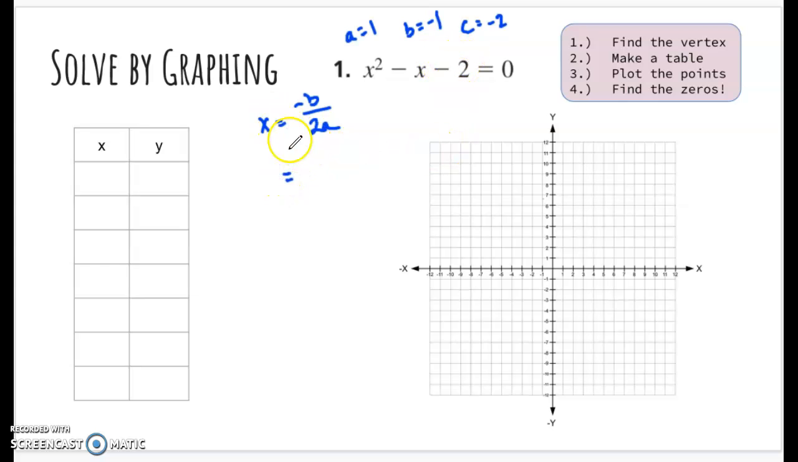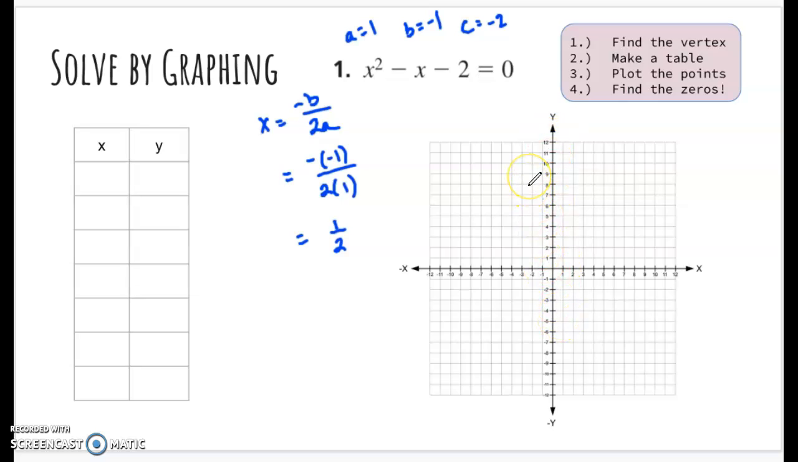Okay, so I would end up having negative b is equal to negative negative 1 divided by 2 times 1. So that gives me 2 negatives make a positive, and 2 times 1 is just 2. All right, so my vertex is going to be at x equals 1/2. Ooh, that's a little tricky here. Okay, remember, that kind of helps me know where the position of my quadratic is.